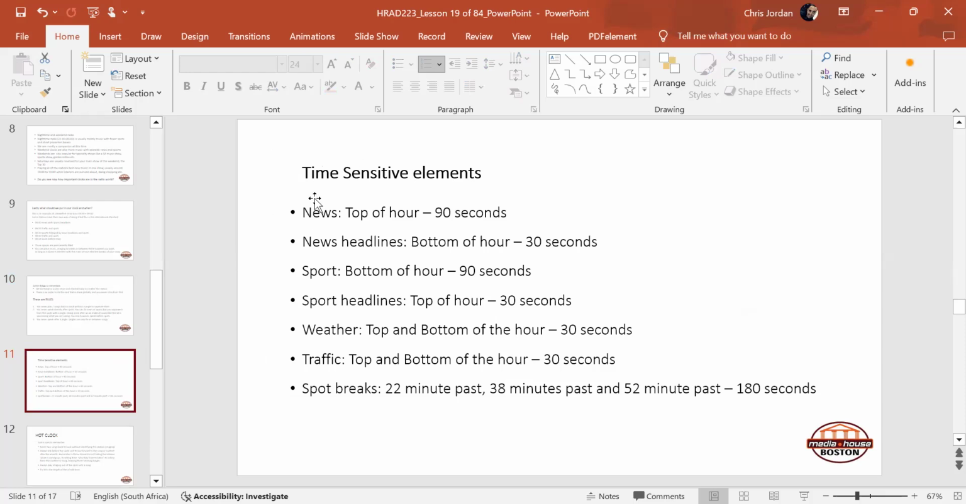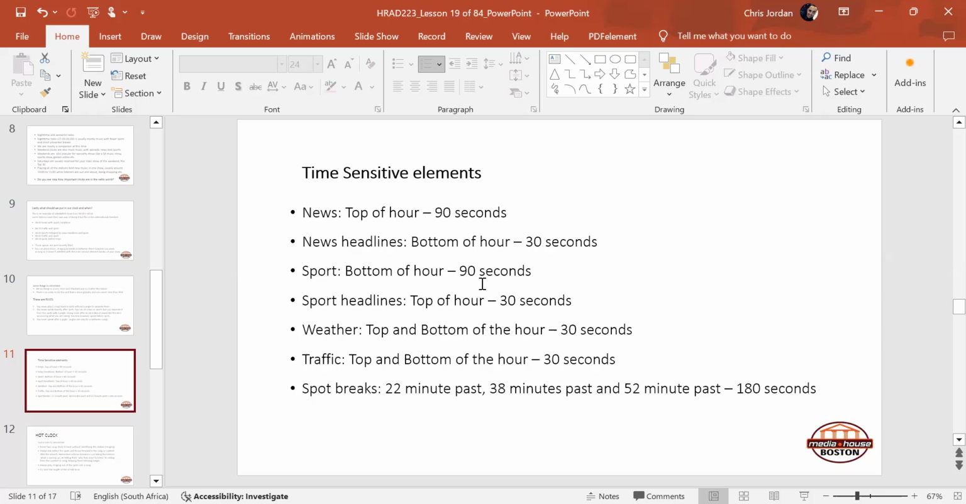So time sensitive elements, again, just a generic recommendation, as different stations will have different durations based on what their focus groups and their surveys have indicated would be the correct choice for programming and allocating these particular elements throughout the clock. But here is, like I say, an overall guideline. For example, news at the top of the hour could be 90 seconds. At the bottom of the hour, obviously the headlines, 30 seconds. That's definitely more accepted.